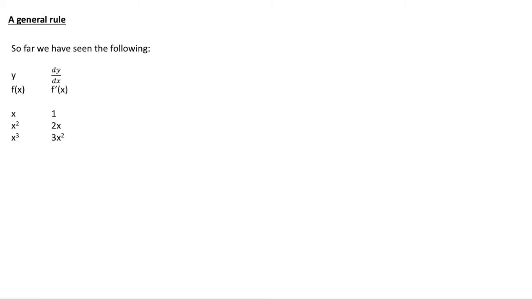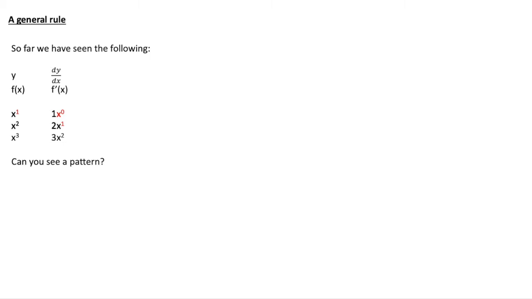If y is x cubed, the gradient is 3x squared. So, can you see a pattern? Well, we can see 1, 2, 3 happening, we can see x and then x squared happening, but if we add these symbols in, we can very easily see the pattern.